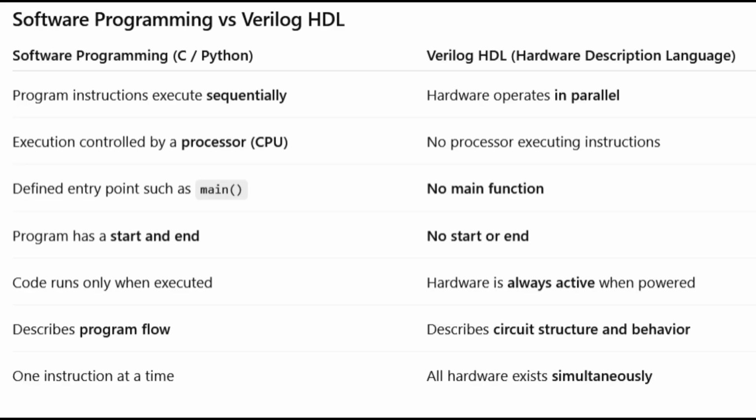One of the most common mistakes beginners make is treating Verilog like C or Python. Let us be very clear, Verilog is not a software programming language. In C or Python, instructions execute one after another, under the control of a processor. In Verilog, there is no instruction execution in that sense. All hardware described in Verilog exists simultaneously and operates in parallel.